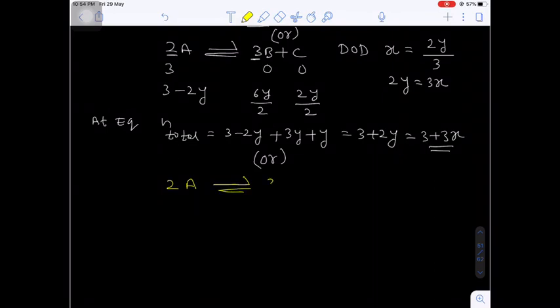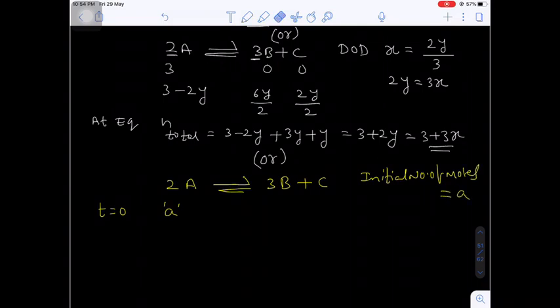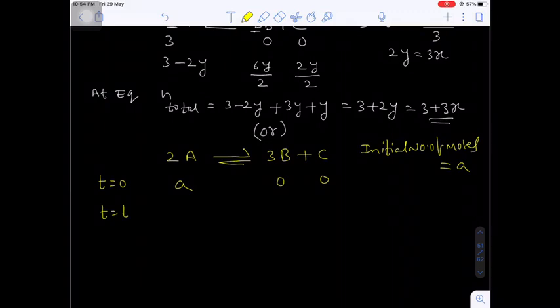2 moles of capital A at equilibrium gives 3 moles of capital B and 1 mole of capital C. Always take small a as the initial number of moles of the reactant. So the number of moles of product will be initially 0. Now when the system attains equilibrium, let's suppose X moles of A decompose.